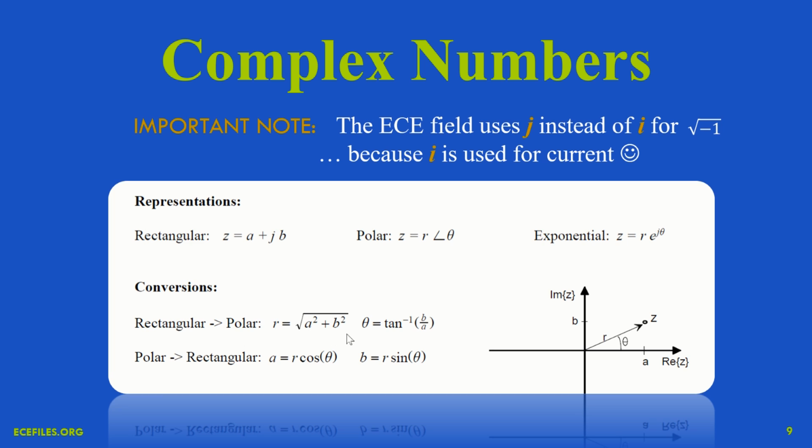And this is just trigonometry stuff. The magnitude, R, in the polar form is found as the square root of the sum of the squares of the rectangular coordinate system parts, but you don't put the j in, right? So it's just a squared plus b squared square root. The angle is taken as the arctangent of b over a. So that will give you this angle right here.